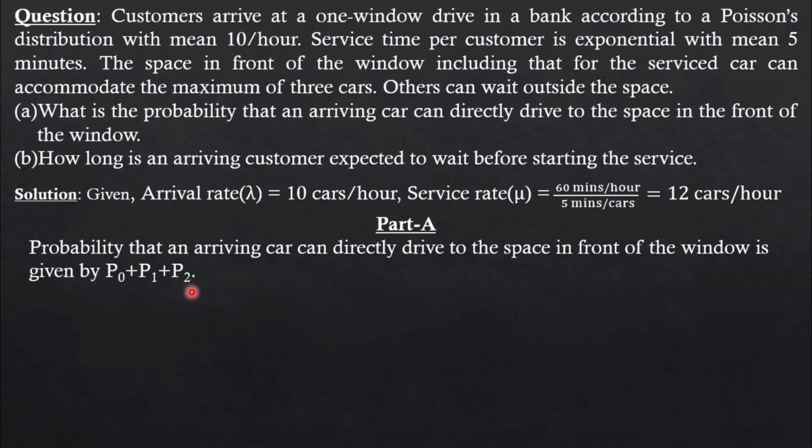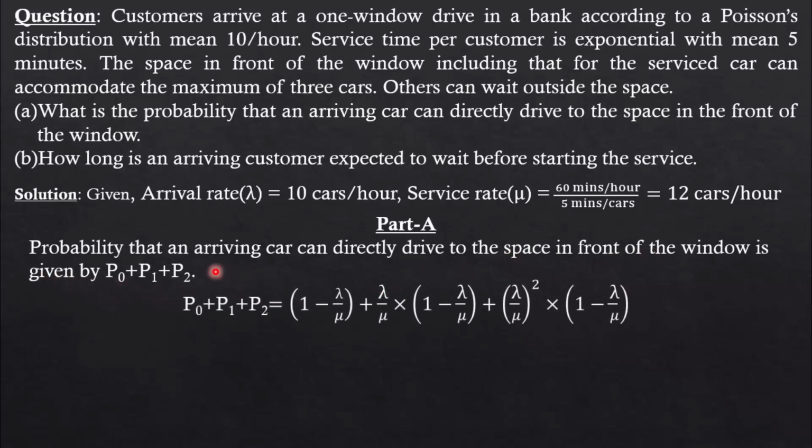So these three probabilities are possible for a car that can directly drive into the space in front of the window. The total sum of these three probabilities is equal to the probability that an arriving car can directly drive into the space in front of the window. So let us find these. The values of P0, P1 and P2 are: P0 is 1 minus lambda by mu, P1 is lambda by mu multiplied by 1 minus lambda by mu, and P2 is lambda by mu whole square multiplied by 1 minus lambda by mu.